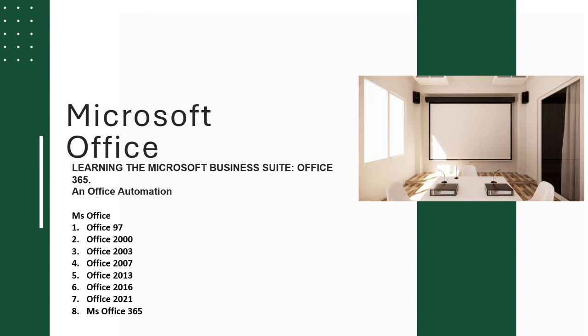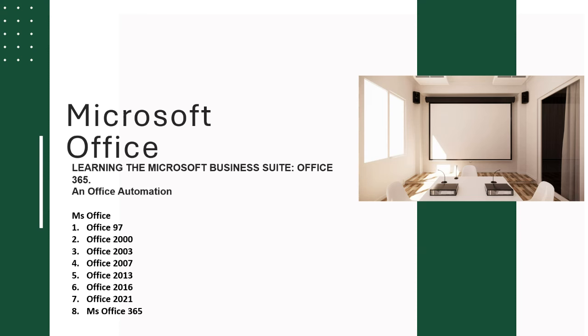When MS Office 97 or 2000 was introduced, the extension for Word was .doc, for Excel .xls, for PowerPoint .ppt, and for MS Access .mdb. With Office 97, 2000 and 2003, the extension was the same: .doc for Word, .xls for Excel, .ppt and .mdb.